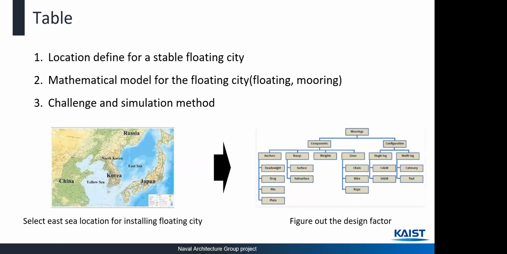The content is as follows. First, we select the location of the floating city where stability can be guaranteed. Second, we define the mathematical model for the floating city with the installed mooring line. Finally, we show our challenge and suggest the simulation method for the floating city's design.